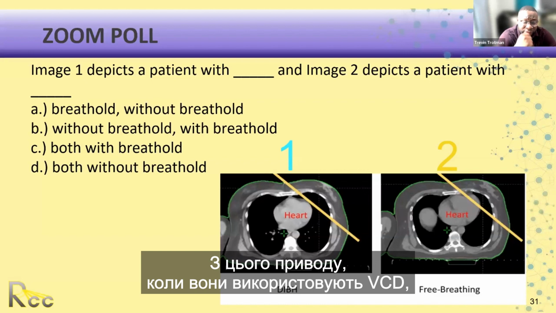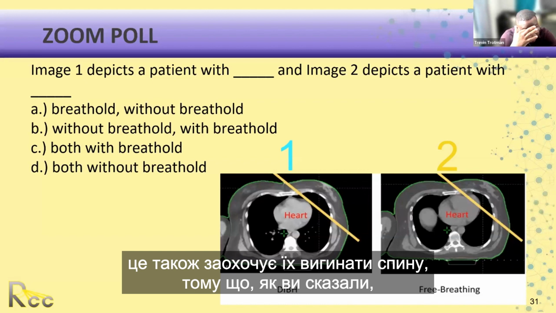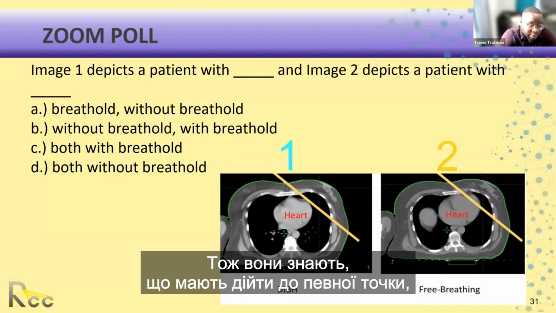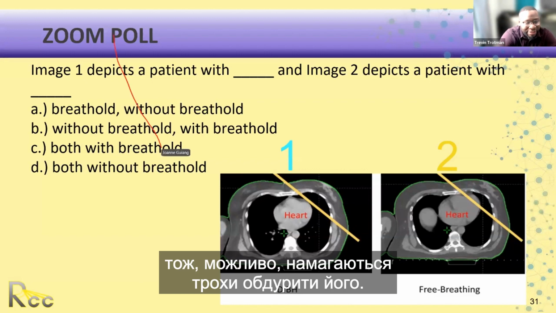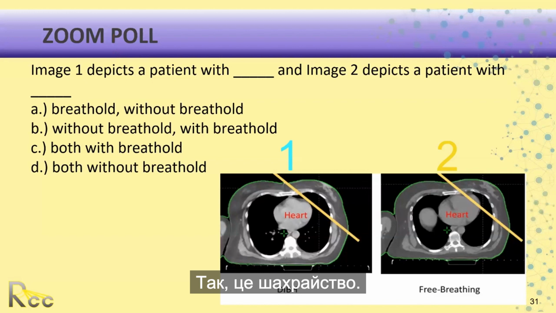On that point too, when they use the VCDs, the screens that the patient can see how they're breathing, I think that kind of encourages them to arch their back too, because like you said, they can see where they're supposed to be in terms of that trace. So they know they have to get to a certain point. So they probably try to cheat it a little bit. So yes, same thing. I agree. Yeah, it's cheating.